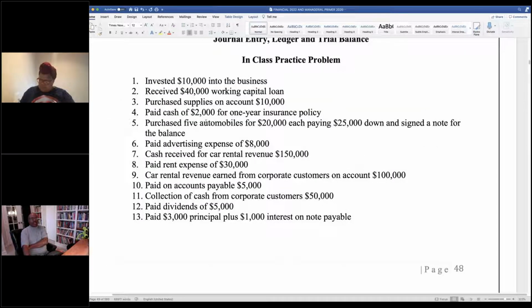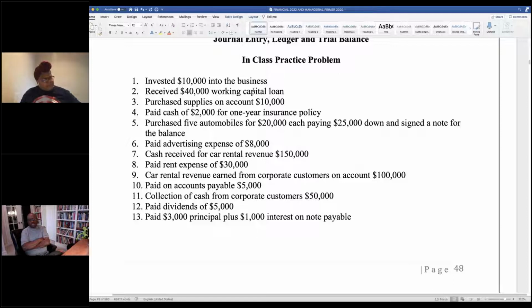Okay, let's go to the second one. Received a $40,000 working capital loan. So you start a business, you go to the bank and you get a working capital loan. So what's happening here? We're receiving something of value, but you're also giving up something of value.